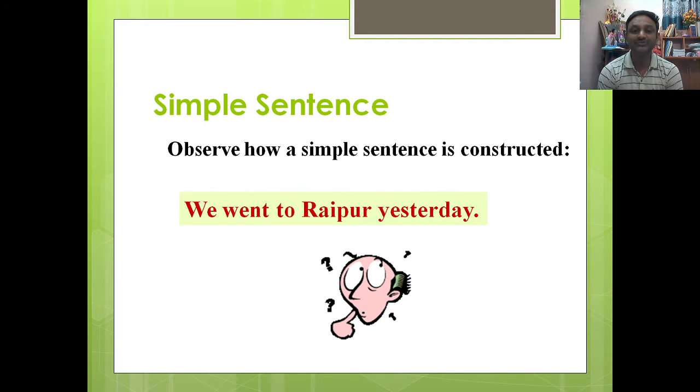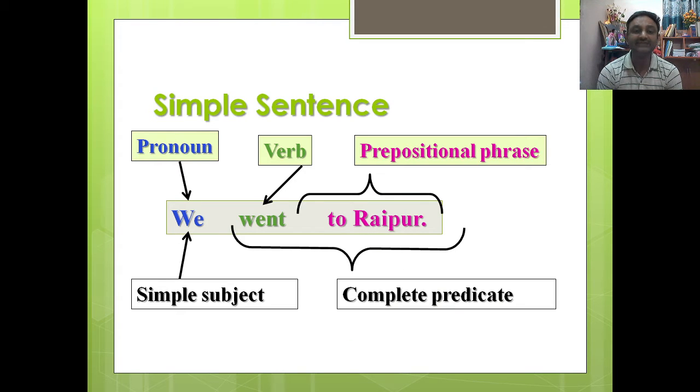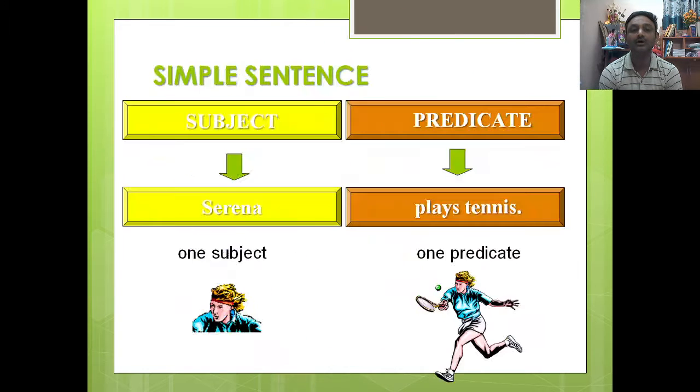So we can observe how a simple sentence is constructed. The example is given below: We went to Raipur yesterday. If we analyze this sentence, it will be very easy to distinguish from this slide. We went to Raipur has been categorized as pronoun, verb, prepositional phrase, and a simple subject and a complete predicate. So one subject and one predicate, again the subject and predicate is divided.